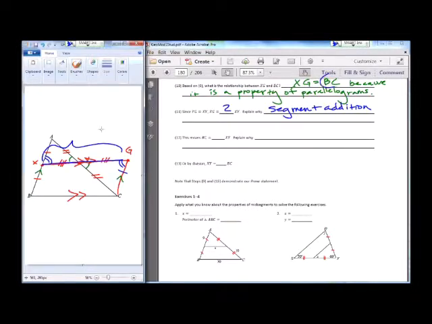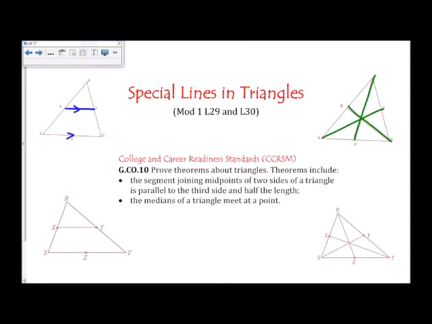Next, I will substitute BC in for XG and say that BC is equal to 2XY by substitution. And then, dividing both sides by 2, I find that XY is equal to half BC, which is the second thing we were asked to prove, that the midsegment is half as long as BC. So all those steps become the proof that the midsegment is parallel to the third side and half the length. This lesson was about special lines in triangles. We talked about midsegments, and two properties of midsegments: they're parallel to the third side and half the length. Thank you for watching.